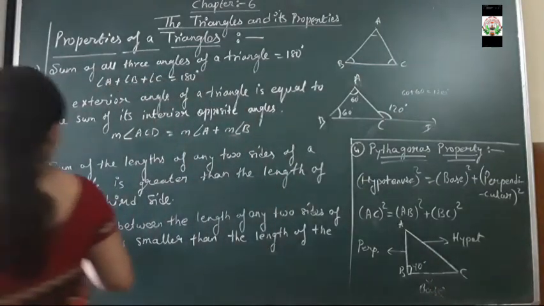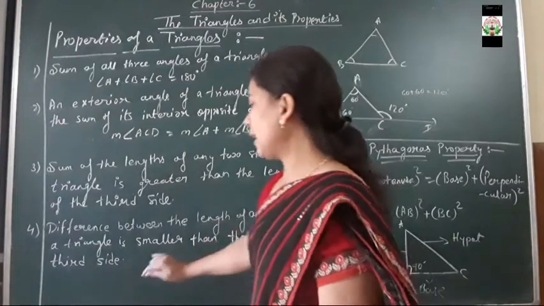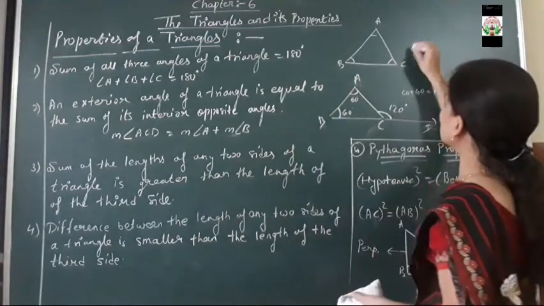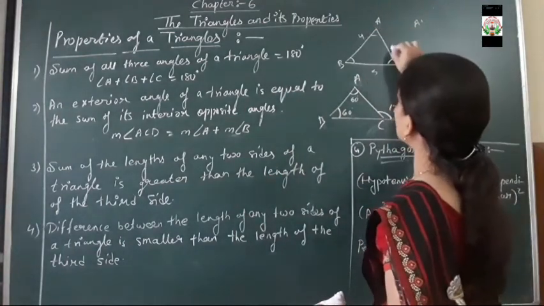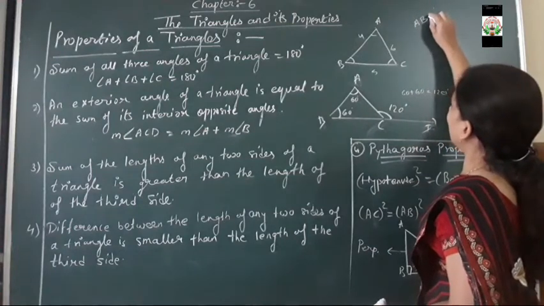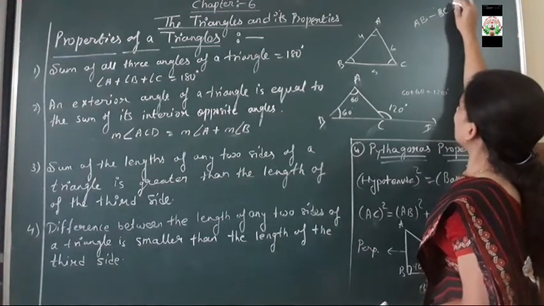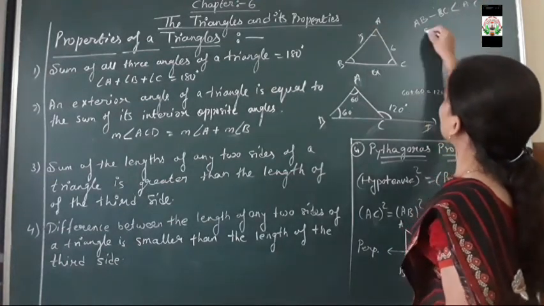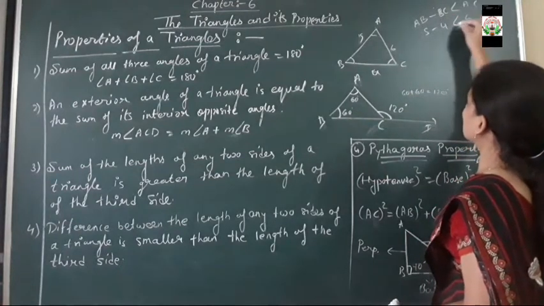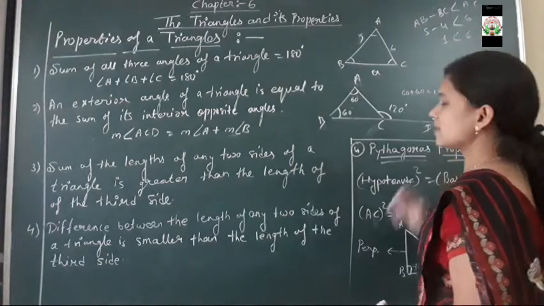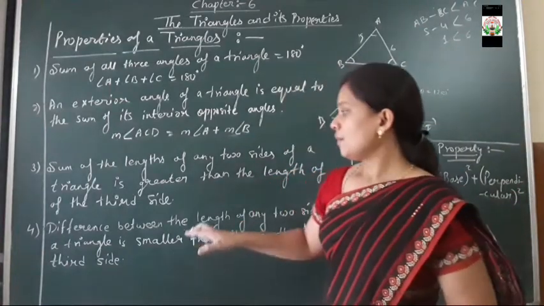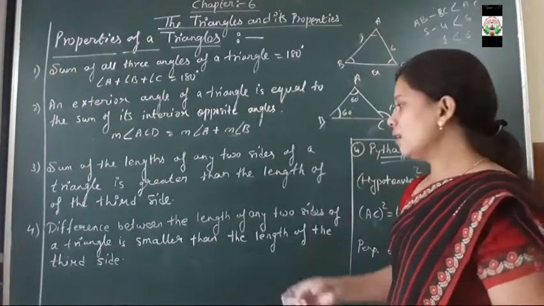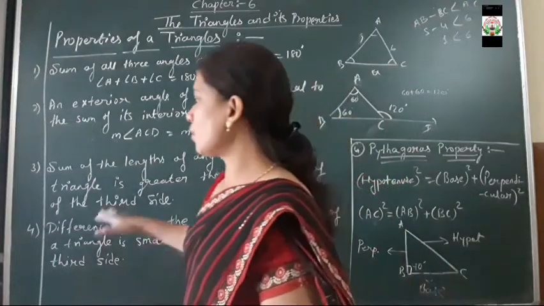Here, fourth property. The difference between the length of any two sides of a triangle is smaller than the length of the third side. Difference, that means subtraction. Here, if AB is 4, 5 and 6 centimeters, so AB minus BC is always less than AC. Suppose this is 5, this is 4, so 5 minus 4 is 1, so 1 is always less than 6. Okay, any two lengths. That's why either these two sides or these two sides is always less than the third side. So this is property number 4, just opposite of property number 3.